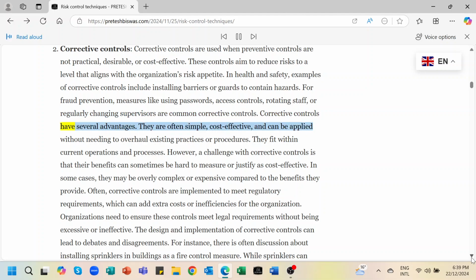Corrective controls have several advantages. They are often simple, cost-effective, and can be applied without needing to overhaul existing practices or procedures. They fit within current operations and processes. However, a challenge with corrective controls is that their benefits can sometimes be hard to measure or justify as cost-effective. In some cases, they may be overly complex or expensive compared to the benefits they provide.